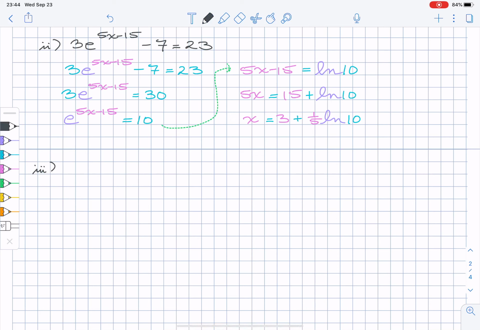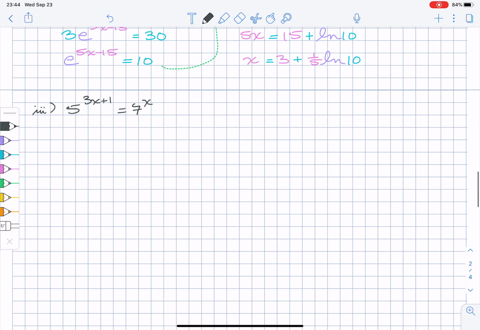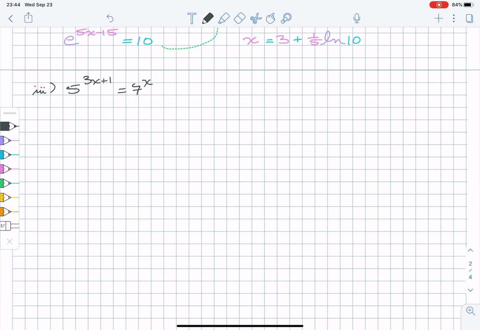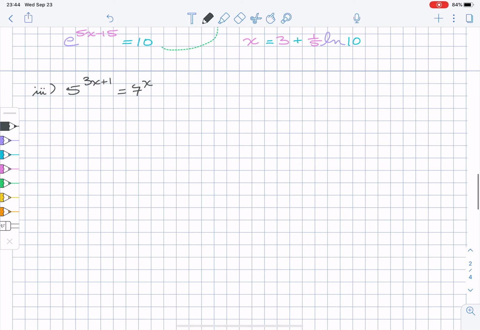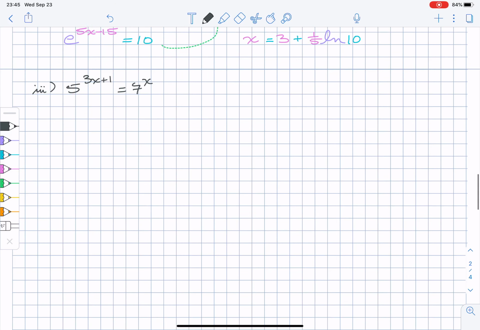So number 3. Let's say we have 5 raised to the 3x plus 1 is equal to 7 to the x. Okay, now what do we do here? I need to get the x's out of the exponents, but the bases are different. But we can use the fact that I can evaluate the log of both sides. It doesn't matter what log we choose, but while I'm at it, I'm going to go ahead and use natural log of both sides.